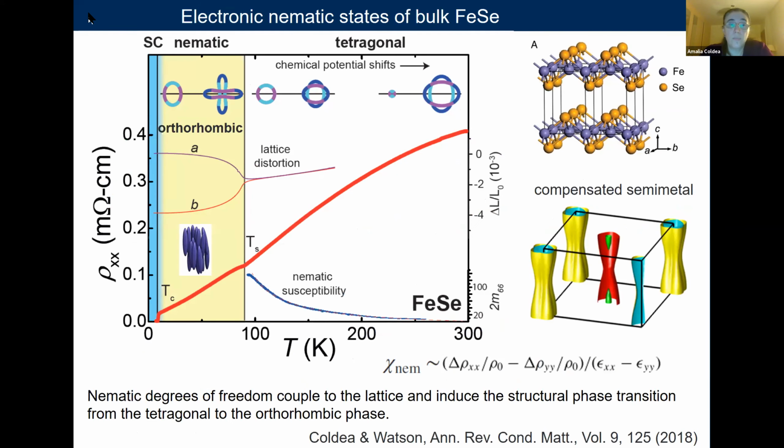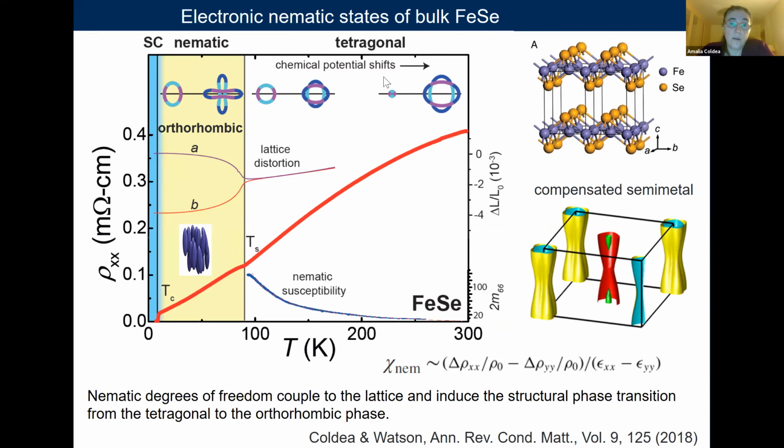So again, one more point about iron selenium. What we learn is that besides having a nematic electronic order below 89 Kelvin, the system couples also with the lattice. So that means when the system enters the nematic electronic order, the lattice suffers distortion from tetragonal to orthorhombic.